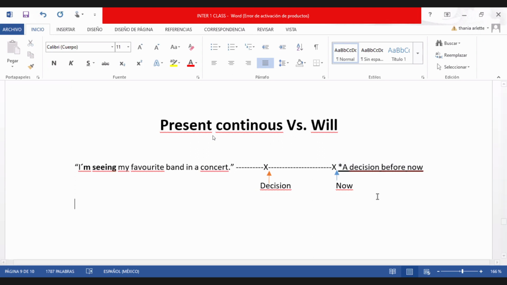Now, if I say more or less the same idea, but with the future will, it is like I'll see my favorite band in a concert. I'll see my favorite band in a concert. You see? More or less, what did I write here?